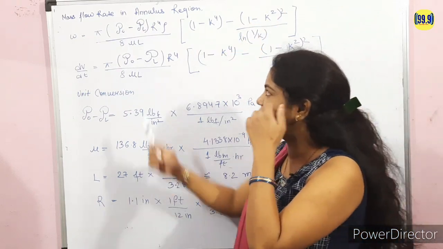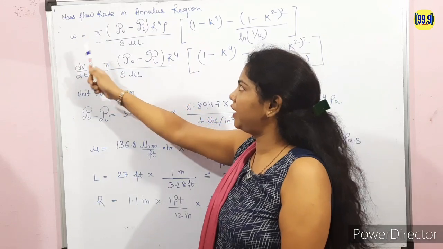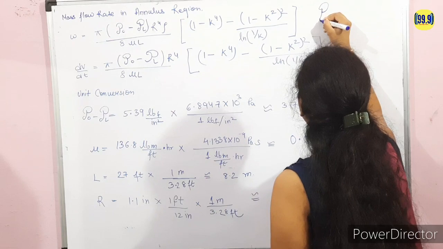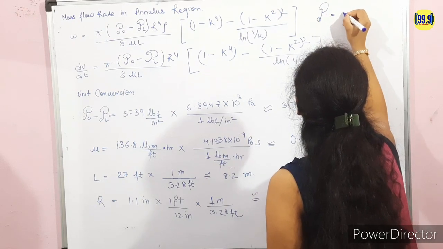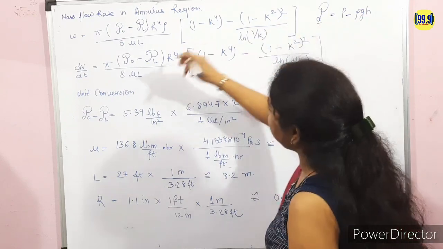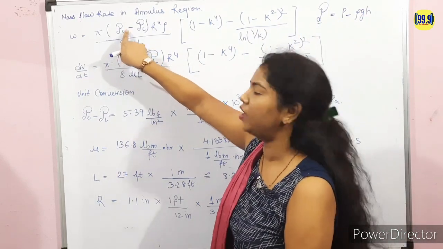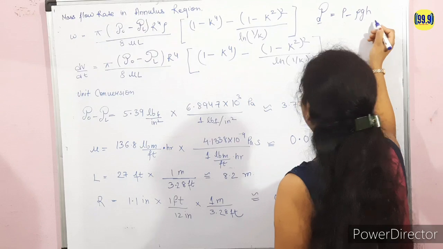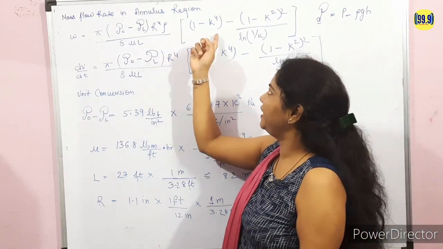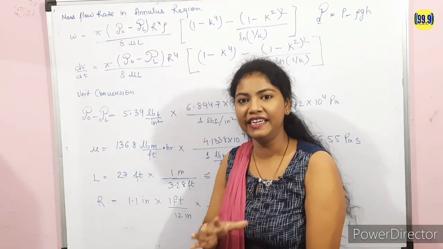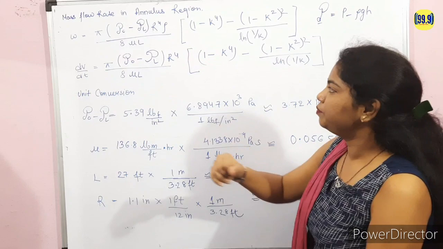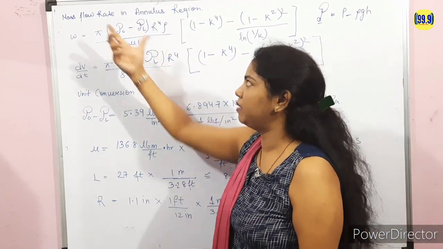So basically here omega is the mass flow rate. This P is an abbreviation for the term P equal to rho g h. This P is the abbreviation for the term P minus rho g h. Okay, so here the K term is the ratio of the inner to the outer radius. Now this is the formula for calculating the mass flow rate.